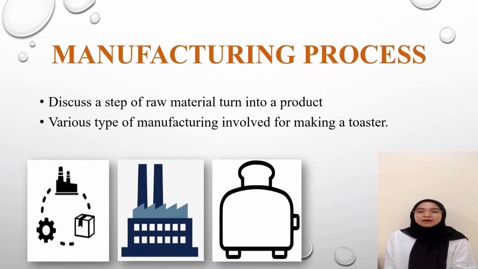Then, I will discuss the manufacturing process. The manufacturing process is the step of making products, starting from the raw material that turns into a product. For this toaster, the manufacturing process used is a forming process and an injection molding process for making a case and a plug. Next is assembly, the fasteners used to assemble all the parts in a toaster.